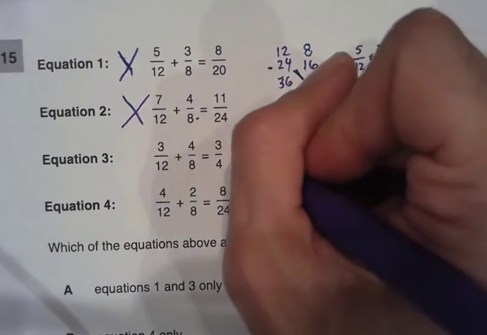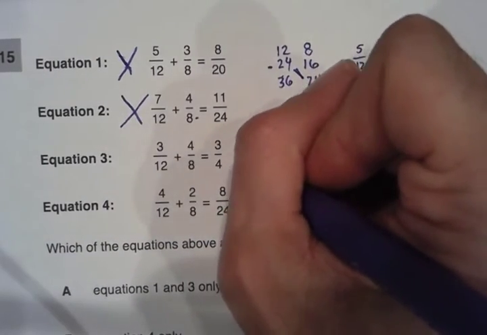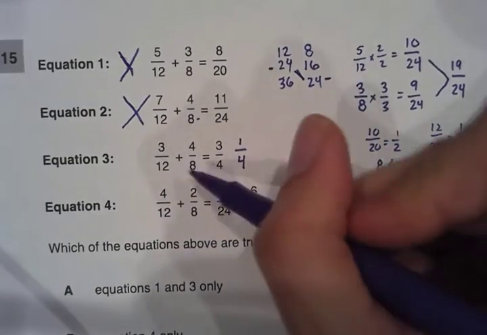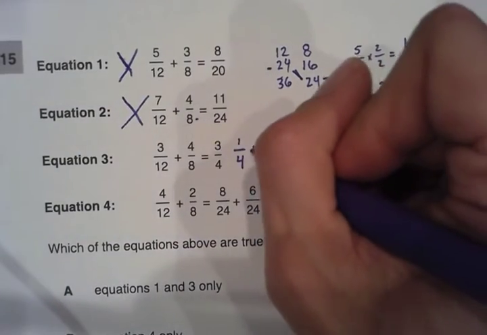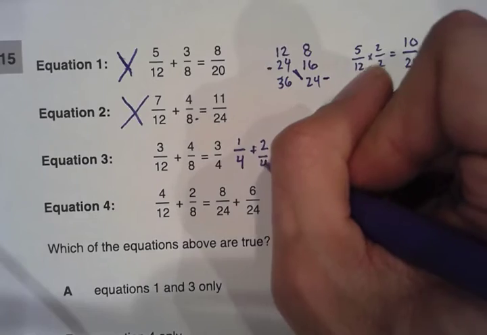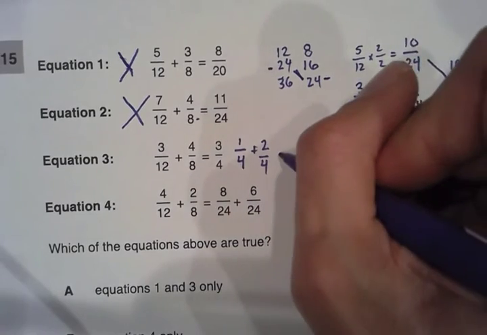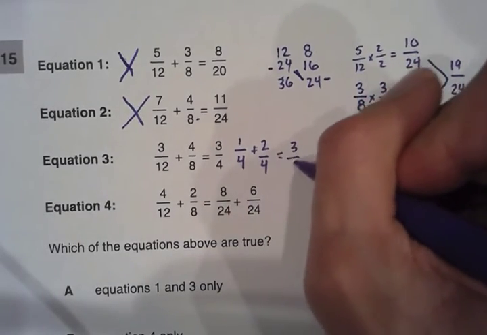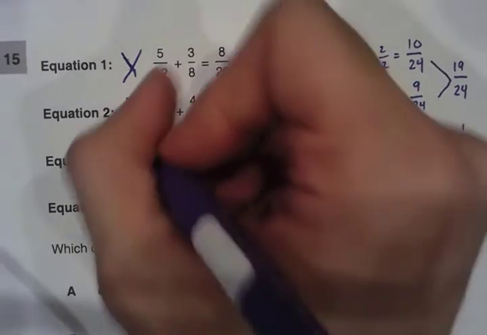What about equation 3? Well, I know 3/12 is the same as 1/4. I know 4/8 is the same as 2/4. And 1/4 plus 2/4 equals 3/4. So equation 3 is correct.